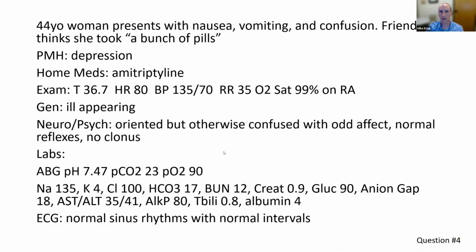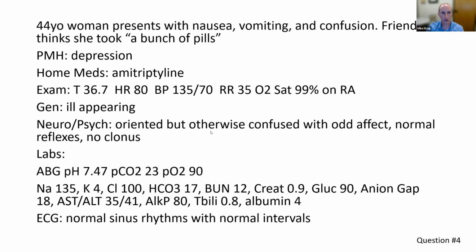Okay, next case. 44-year-old woman presents with nausea, vomiting, and confusion. Her friend thinks that she took a bunch of pills. She has a history of depression. She takes amitriptyline at home. On exam, she's afebrile, heart rate 80, blood pressure 135/70, respiratory rate 35, oxygen saturation 99% on room air. She appears ill. She's oriented to your 3 questions, but otherwise she's pretty confused. Doesn't quite know what's going on.